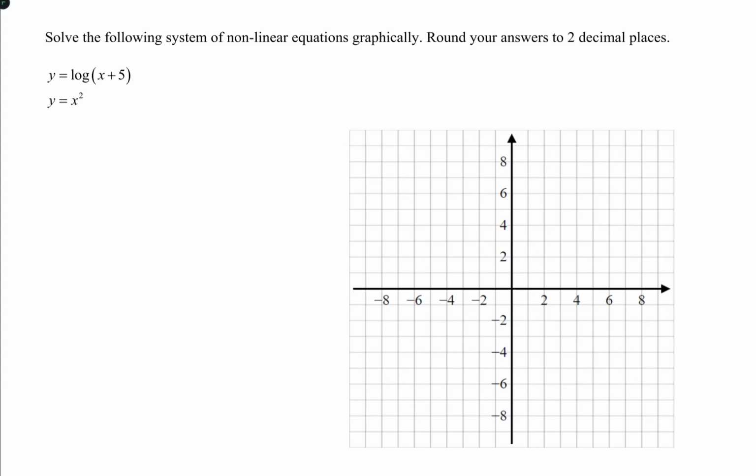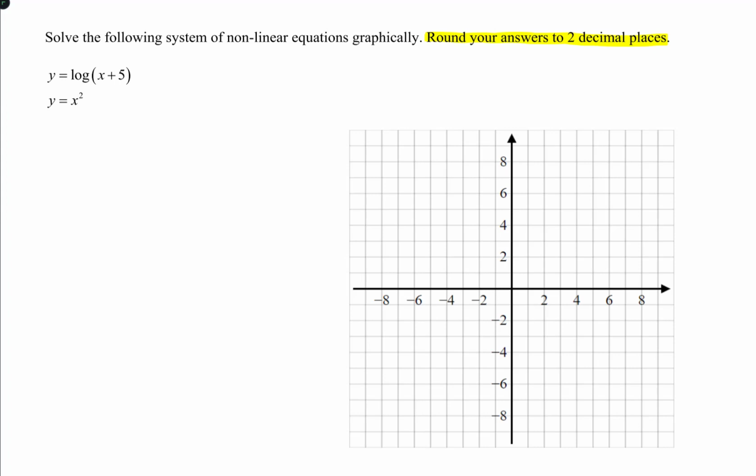Solve the following system of nonlinear equations graphically. Round your answers to two decimal places. All right, so there's a big hint here telling us that we can round our answers to two decimal places. What that implies is that there's not going to be a single algebraic solution, and because of that, we're going to need to use the calculator to make an approximate solution.